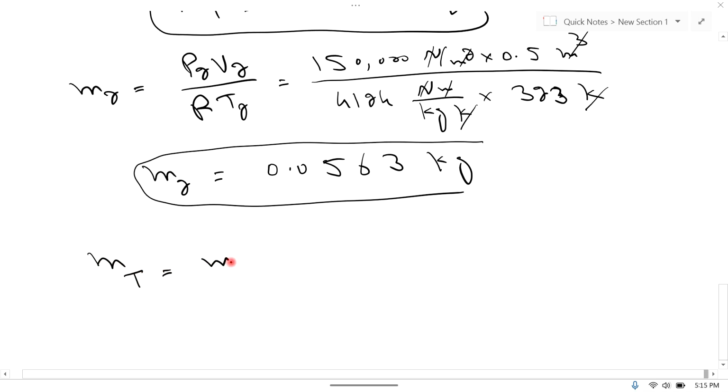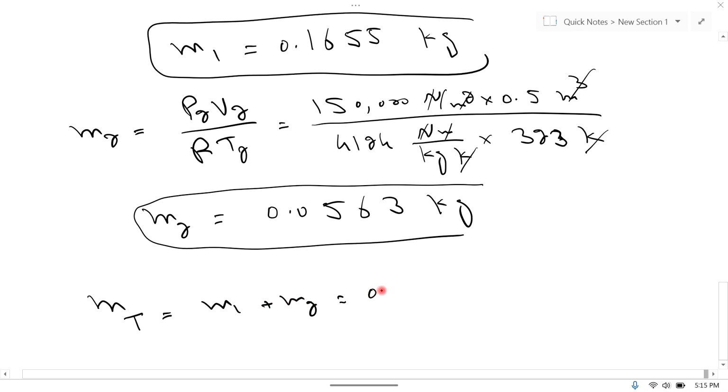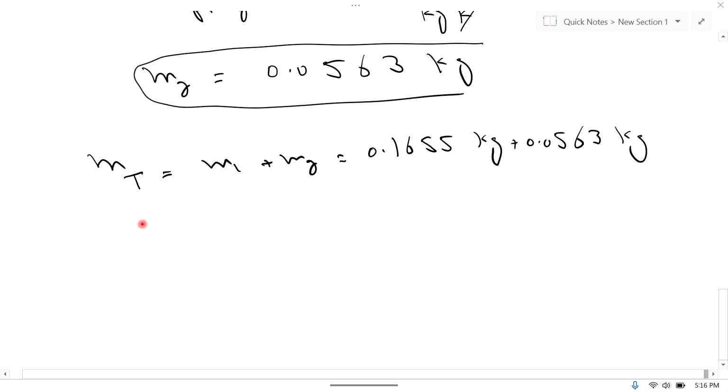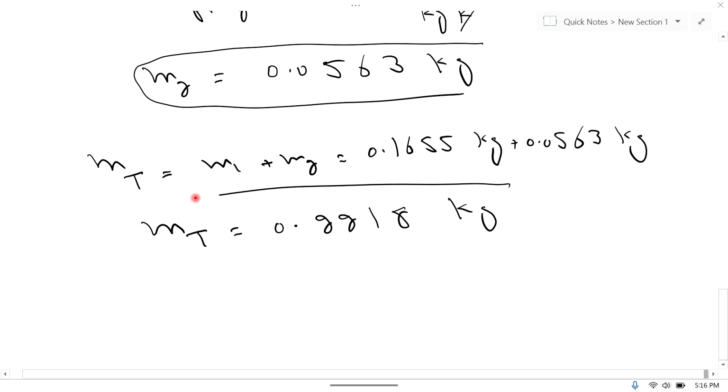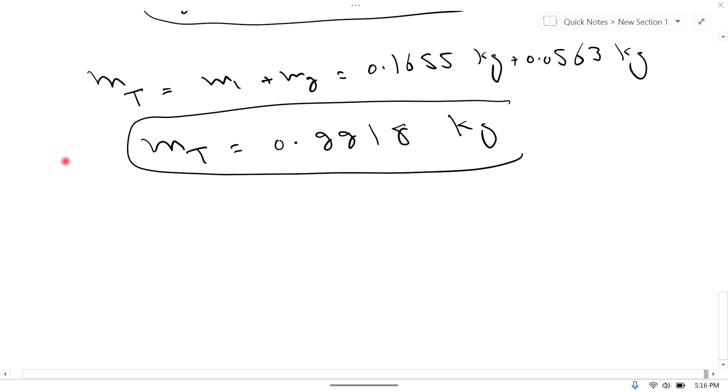Now total mass is equal to M1 plus M2, which is equal to 0.1655 kilogram plus 0.0563 kilogram. So add these two values, and total mass will be equal to 0.2218 kilogram.